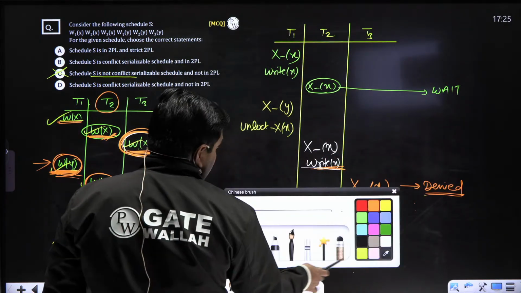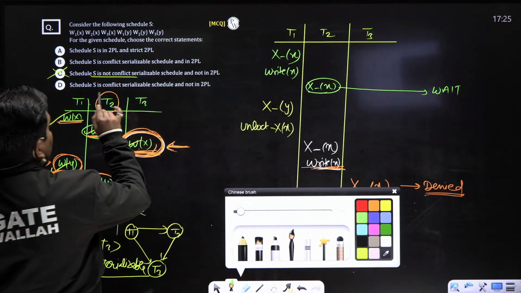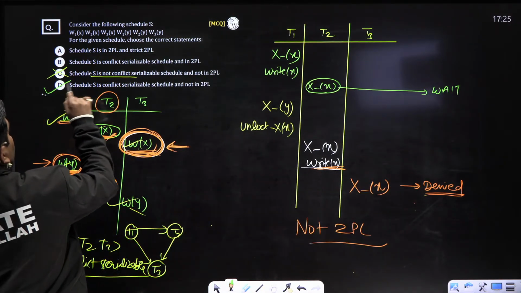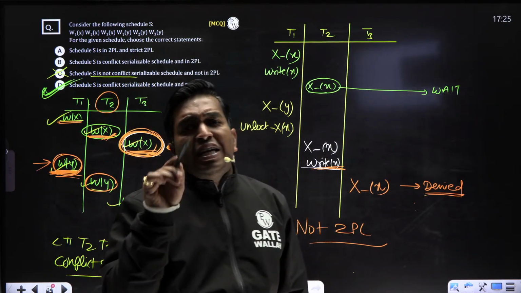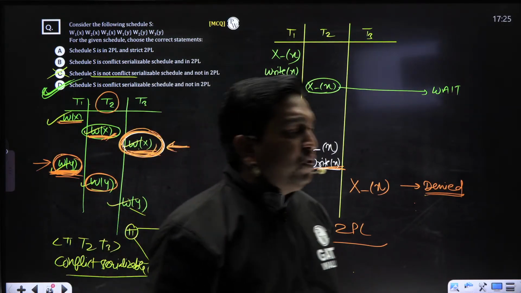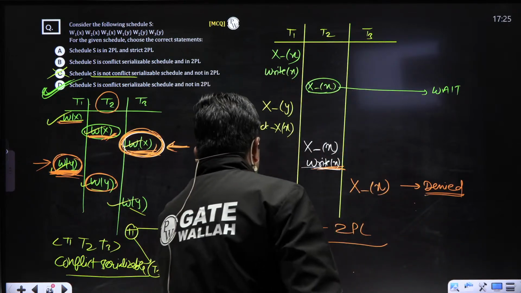Okay, so what is the correct answer for this? Schedule is conflict serializable but not in 2PL. Each and everyone, kindly let me know please. It's a very good question. Believe me, it's a very good question.